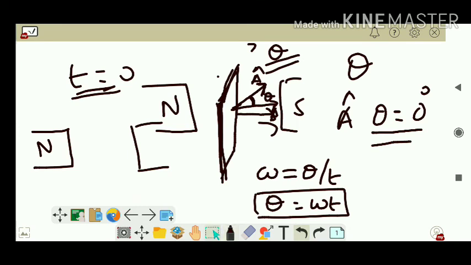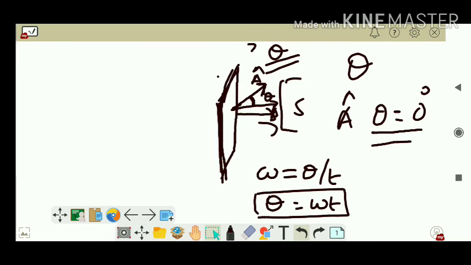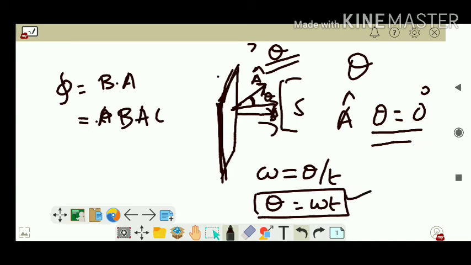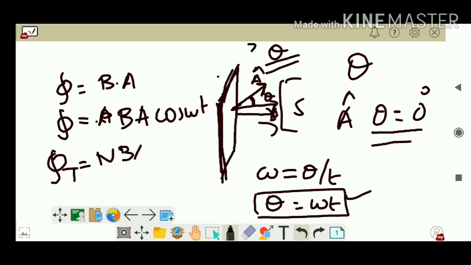So what is our value of phi? We know phi is equal to B dot A, and that is BA cos theta. So in place of theta I substitute omega t, so cos omega t. That is our phi. If I am not considering a single turn coil, and there are N turns, then the total flux will be NBA cos omega t. This much is clear? Easy. This is the total flux inside the N number of coils.